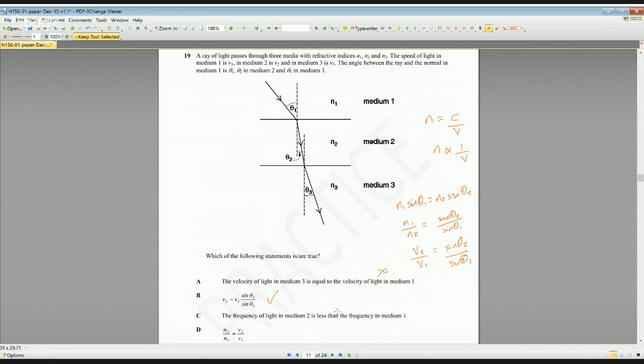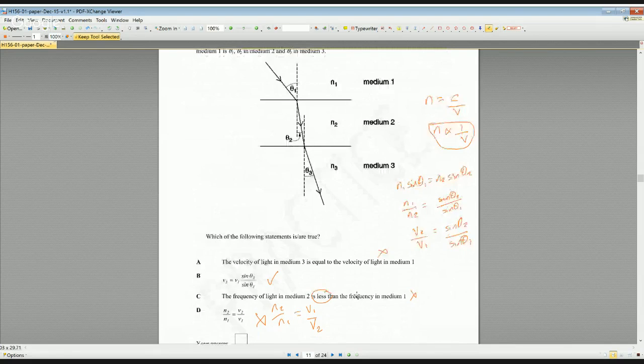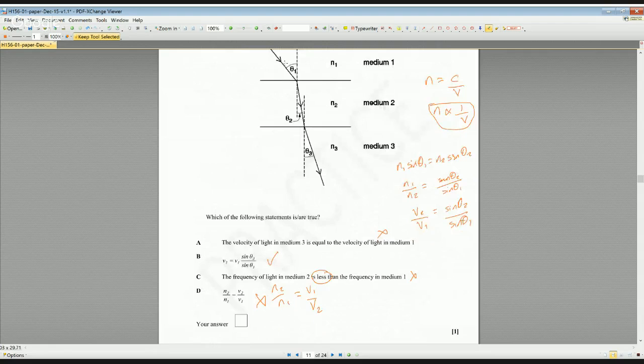The frequency of light in medium 2 is less than the frequency. Well, that's not true. We established in an earlier question, frequency is constant. Finally, n2 over n1 equals v2 over v1. We set it up here that n is proportional to 1 over v. So actually, no, n2 over n1 is equal to v1 over v2, but the other way up. So that one is wrong. It has to be B, even if we're not quite sure whether we can go straight from n1 to n3.